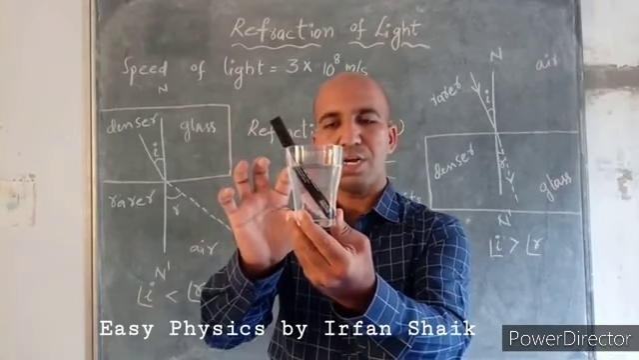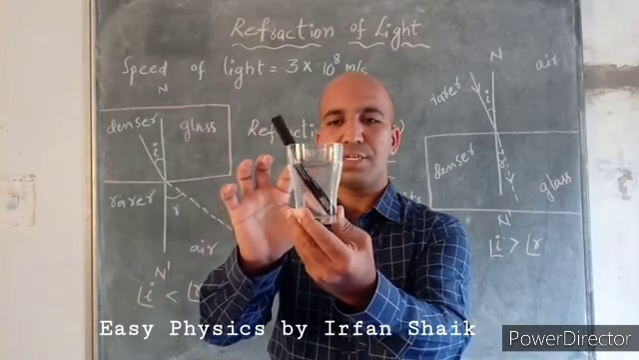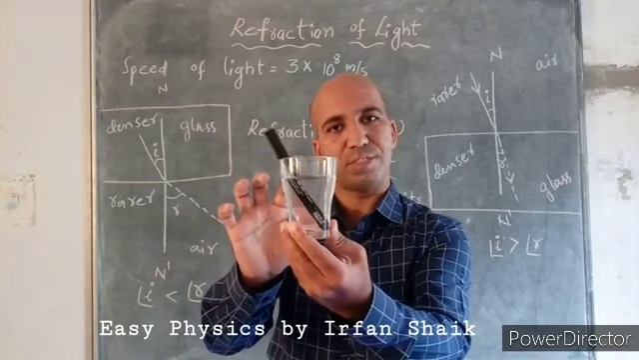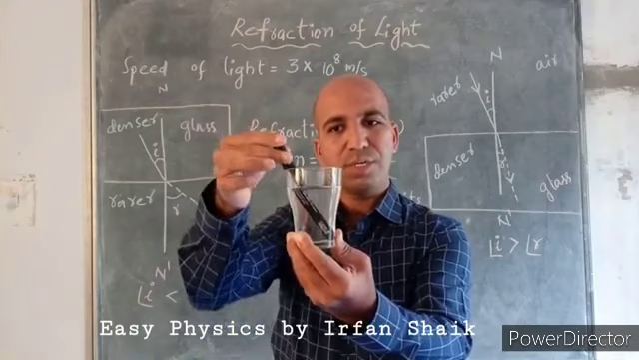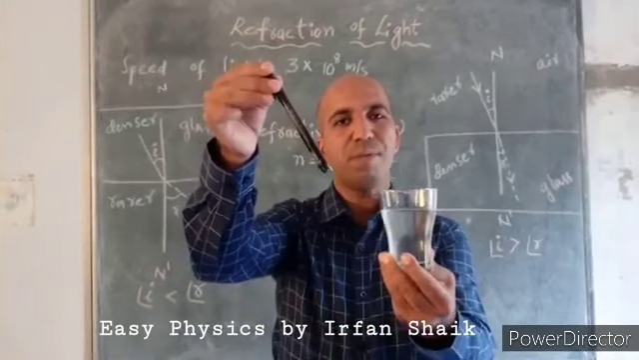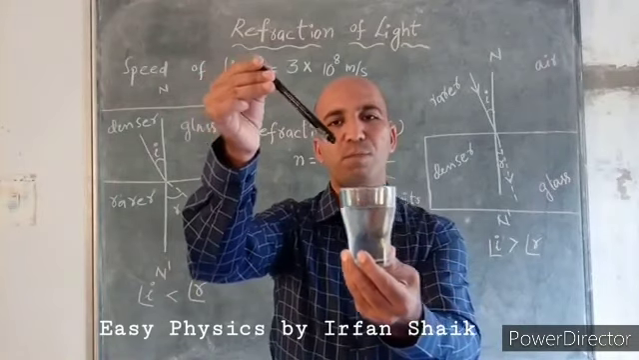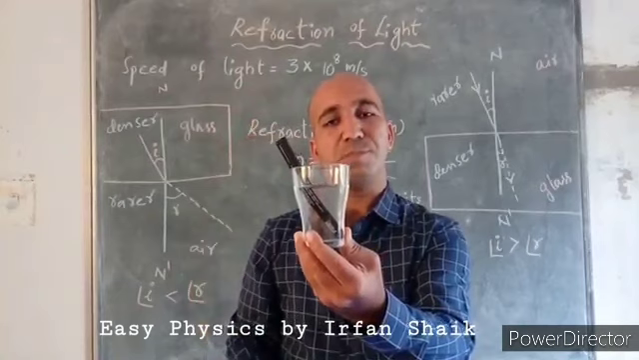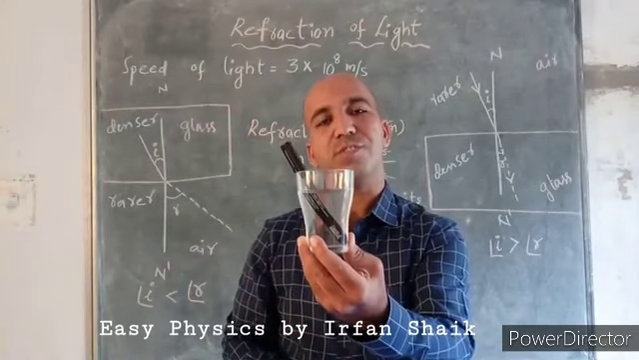And also at the interface, that means where water and air meet, the pen looks like it has bent. Is the pen originally bent? See, the pen is not bent, it is straight in direction. When I put this pen into the water, it looks like it has bent. This quality of light is called refraction.